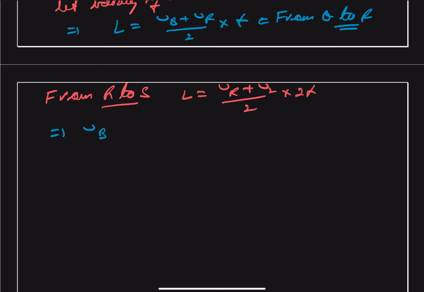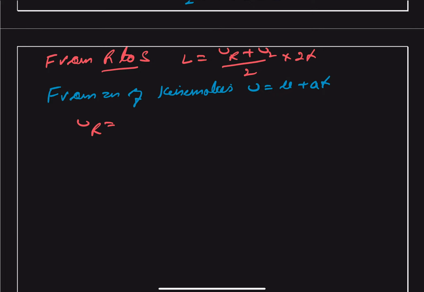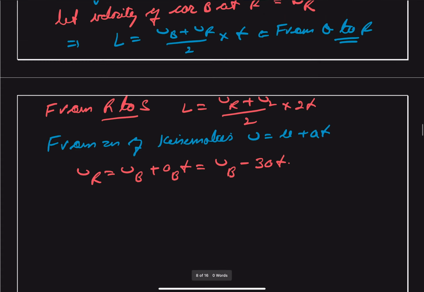We can also use the equation of kinematics. Let me write it first. From the equation of kinematics, V is equal to U plus AT, and we can write that our VR is equal to VB, and we already know it is a deceleration, plus AB multiplied by T. We substitute the values: VB, a deceleration of 3A multiplied by time T. So we got the value of our VR at point R. So now we substitute the value of VR first in this equation and then in the other equation.